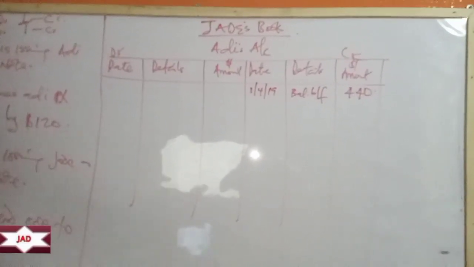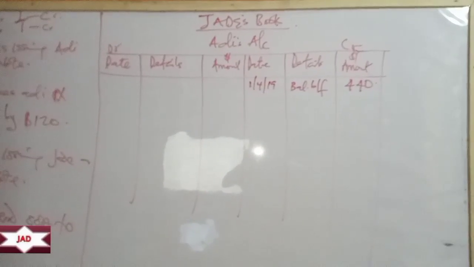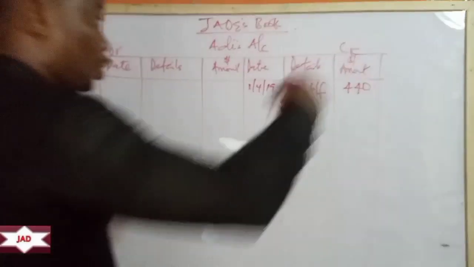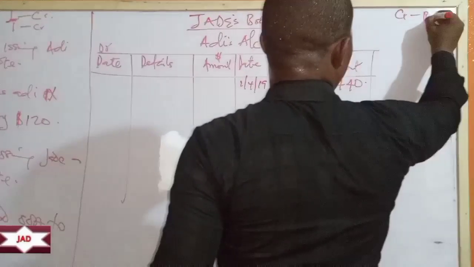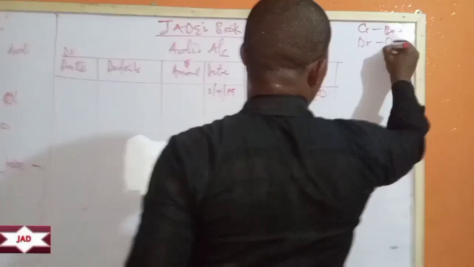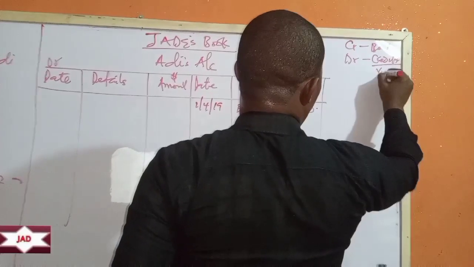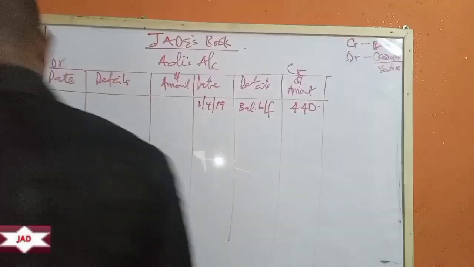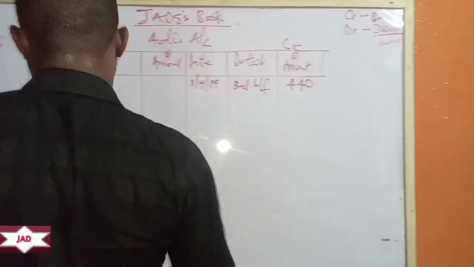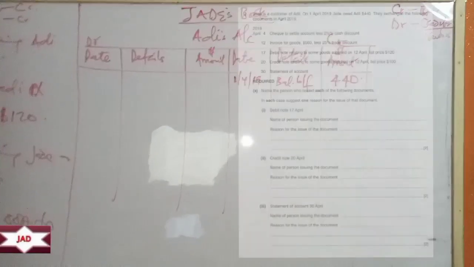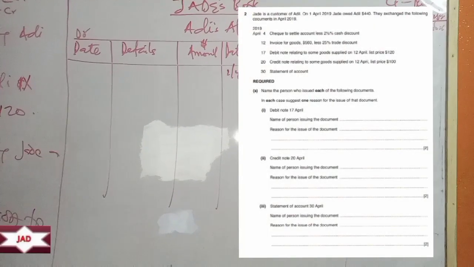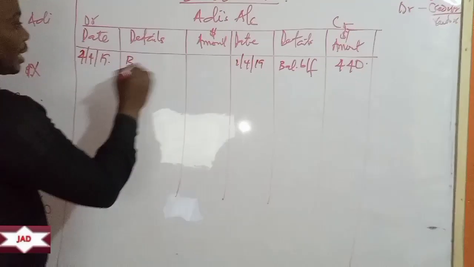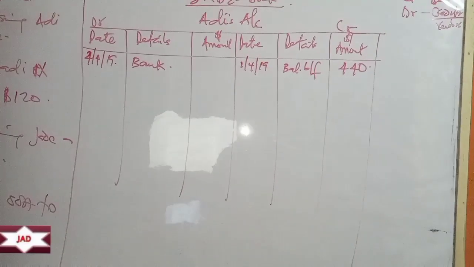So when you issue a check, what are the entries? Remember your double entry. Go to Jadis Consulting to take your class on double entry. If you issue a check, you credit your bank and then debit your what? Your creditor or your vendor. So you credit bank, debit Adi. Adi is the creditor here, so we debit. What's the date? We have the 4th of April 19.